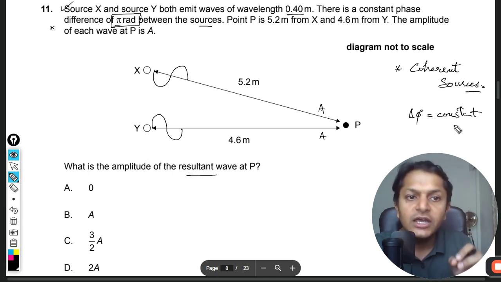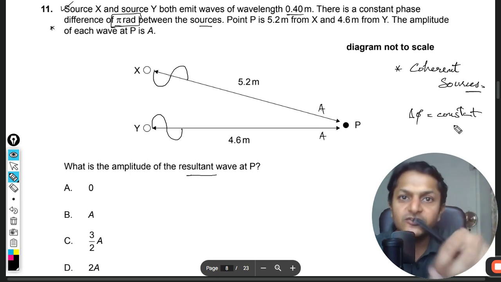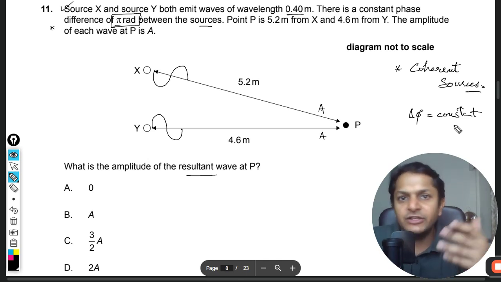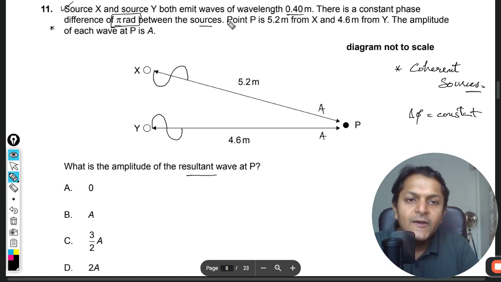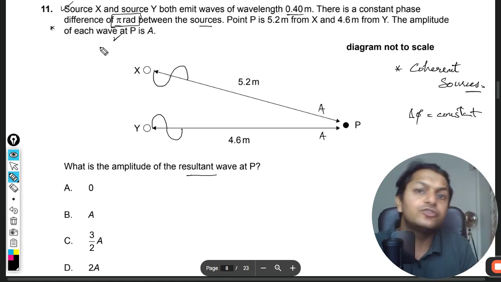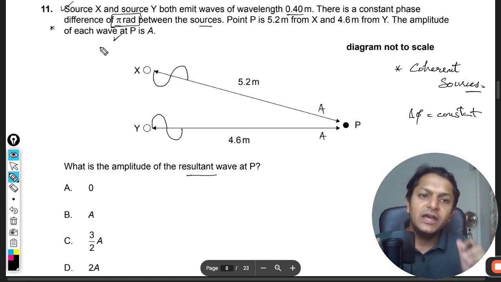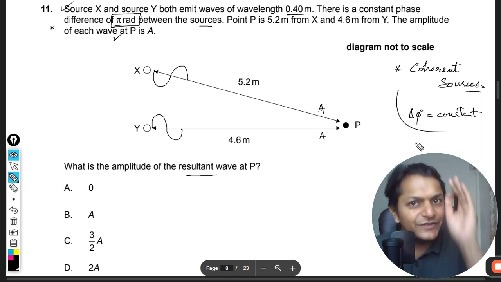The condition is not that it should be zero or any particular value, but it should be constant. It should not be variable, like now it is zero, now it is pi, now it is pi by 2. No, not like that. In this question they have written pi, so that is perfectly clear, no problem with it. It is a constant value, that is pi. So these are coherent sources, and interference will take place.